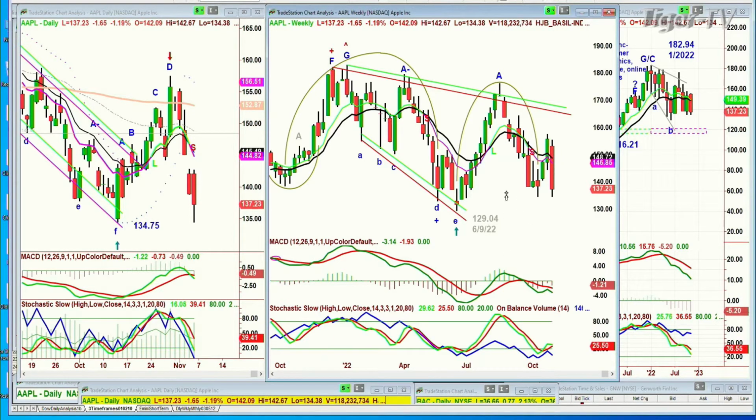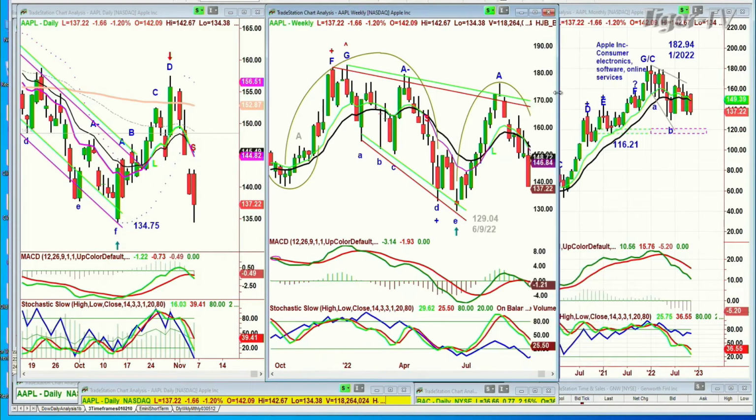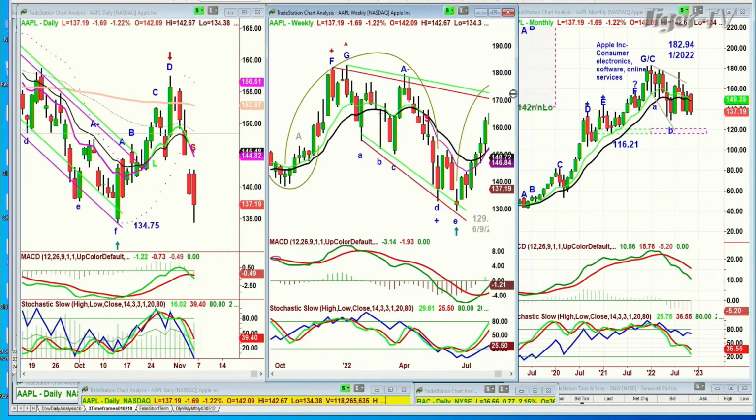My target for Apple has been under this one. If it breaks under the 129, 127 area, it can go all the way to the 120, 119s. In other words, what's happening now, and this is really so important, that's the reason why I've been so impressed with areas that are cyclical.